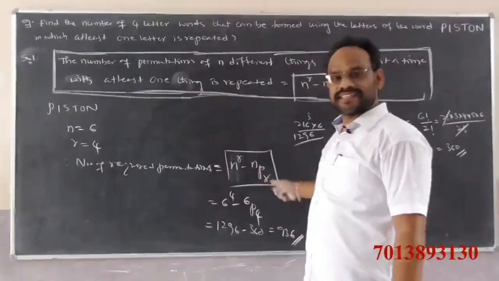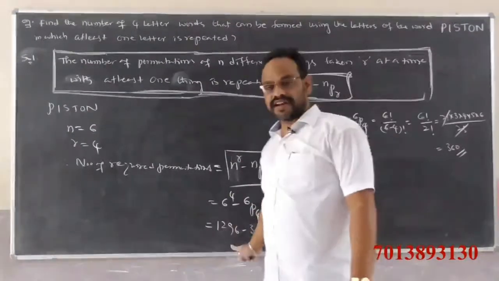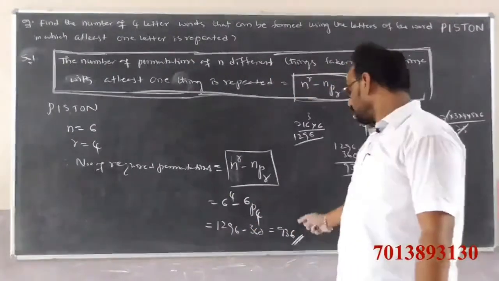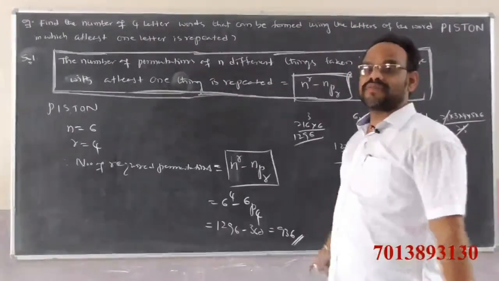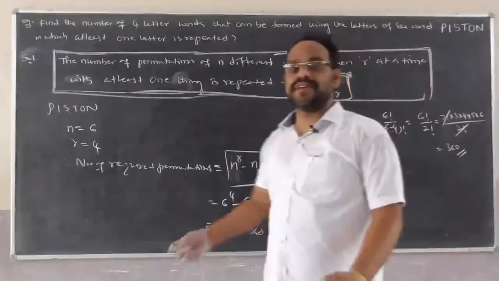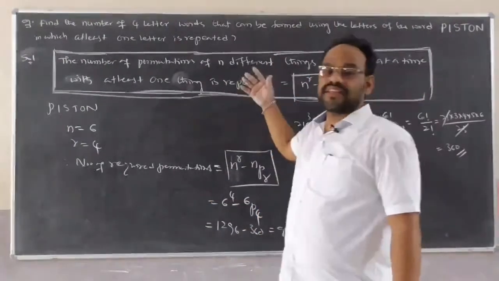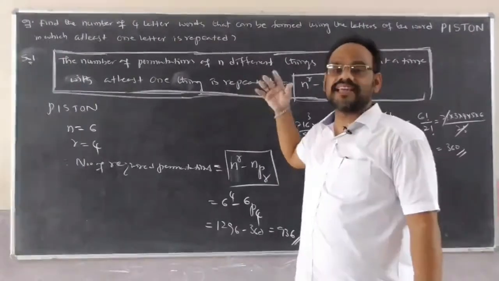6 power 4 minus 6P4. 6 power 4 is 1296. 6P4 is 360. If you subtract 1296 minus 360, we get 936 permutations or 936 arrangements in which at least one thing is repeated.